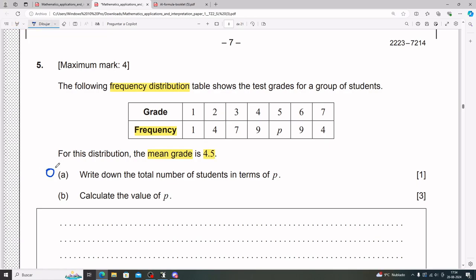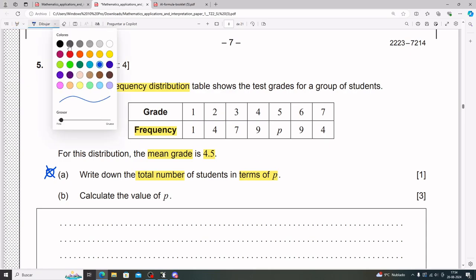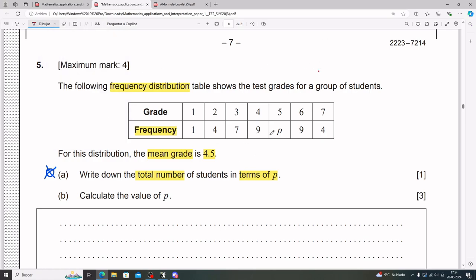And for part A, we need to write down the total number of students, so total number of students in terms of P. Now, fairly simple, but there are one or two things that we need to understand thoroughly. So, first things first, the frequency. What is the frequency doing? What is going on here?